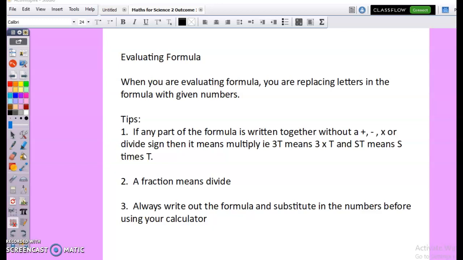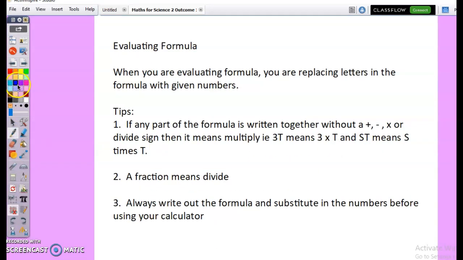First thing is, if you have two things written right next to each other without a symbol in between, so without a plus, minus, times or divide, then it means multiply. For example, if you had 3t, it's 3 times t. ST means S times T. And it's not just two things, it could be three things, 2AS. So 2AS means 2 times A times S.